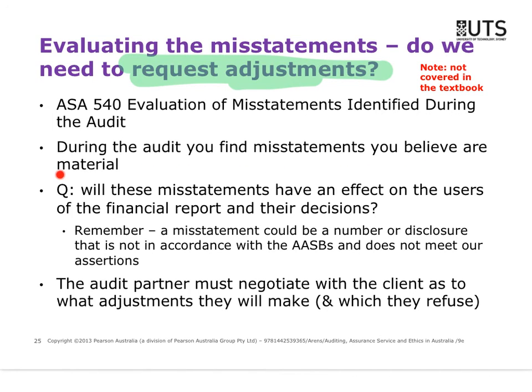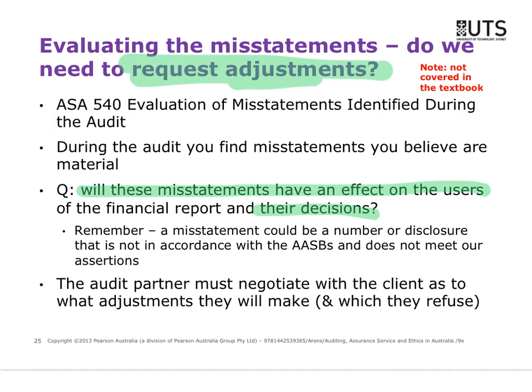So we find misstatements we believe are material, and the question we have to ask ourselves is which of these misstatements will have an effect on the users and their decisions. Now, this is difficult for a number of reasons. How many different sorts of users are there of the financial statements? Heaps. All small, large, with differing risk profiles. Do they all make the same sorts of decisions? No. So I have to try and think about all the potential users and all their potential decisions and say, well, hang on, for this misstatement, is this important to shareholder group A, shareholder group B, shareholder group C?